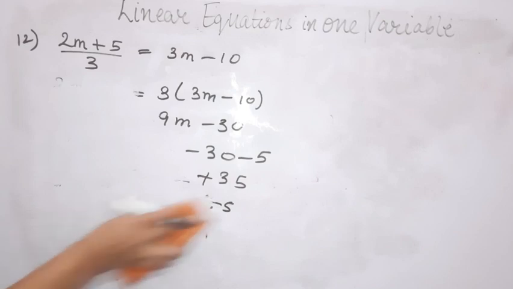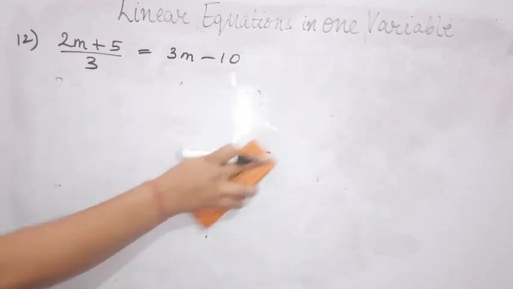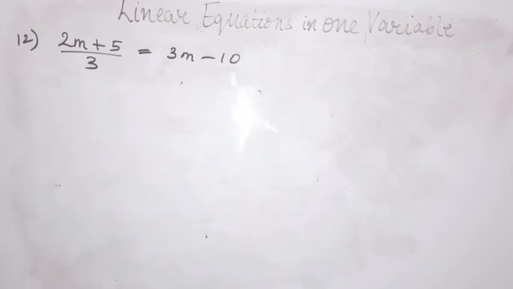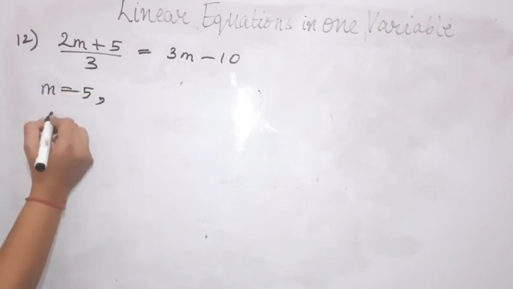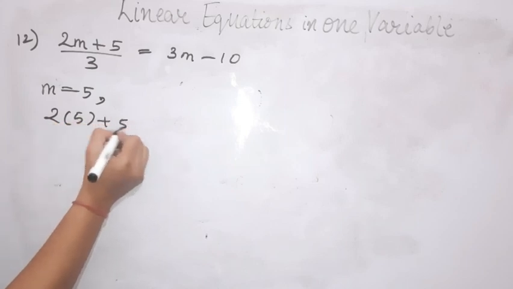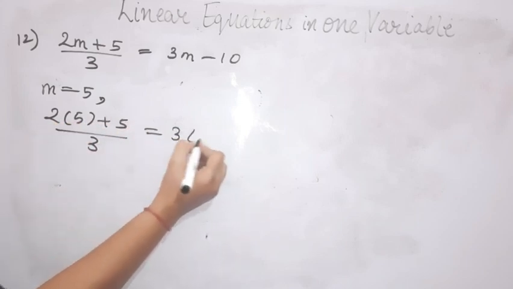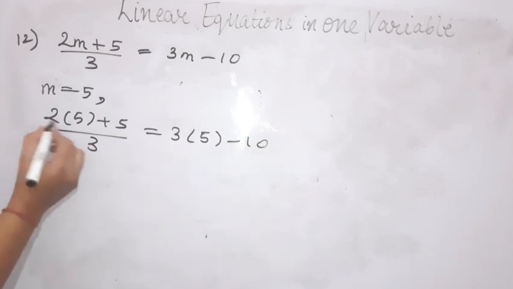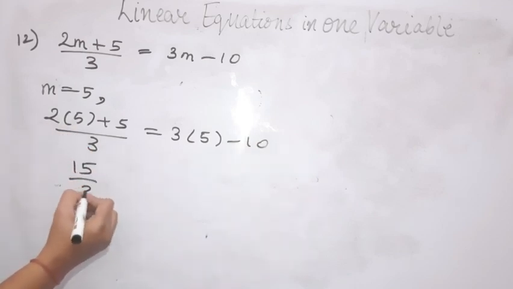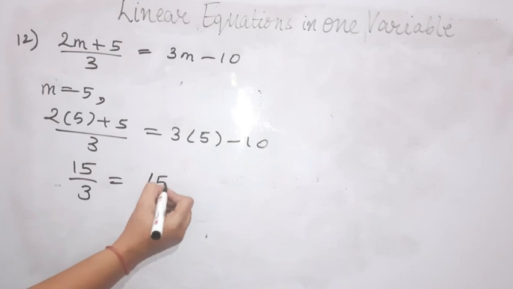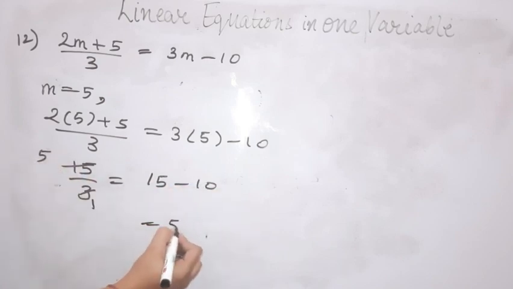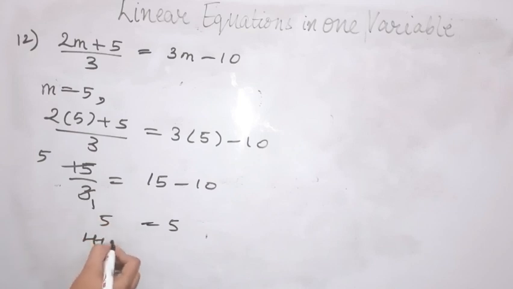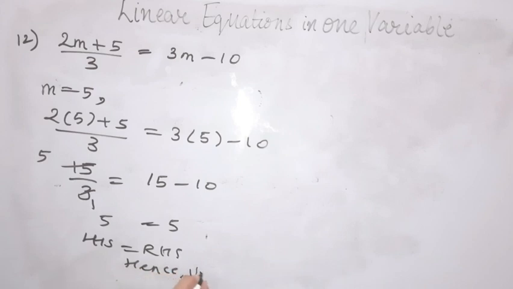Okay, now we have to do the verification of this question. The value of m is 5. So keeping m equal to 5 in order to verify: 2 within brackets 5 plus 5 upon 3 is equal to 3 within brackets 5 minus 10. Now 2 5s are 10, 10 plus 5 is 15. So 15 by 3, 3 5s are 15, so 5. On the right, 3 5s are 15, and 15 minus 10 is also 5. So LHS is equal to RHS, then we can say that hence verified.